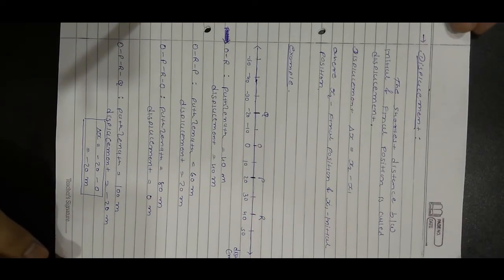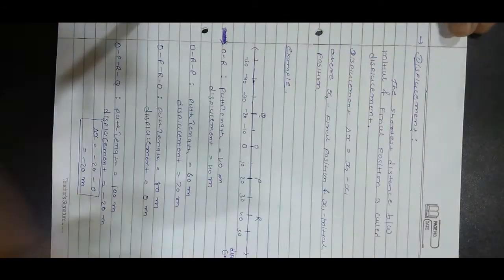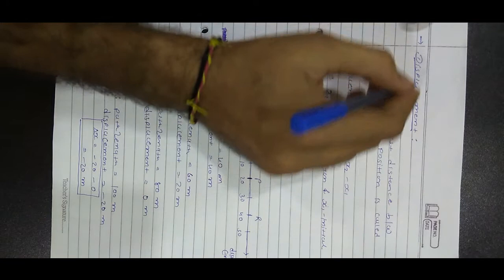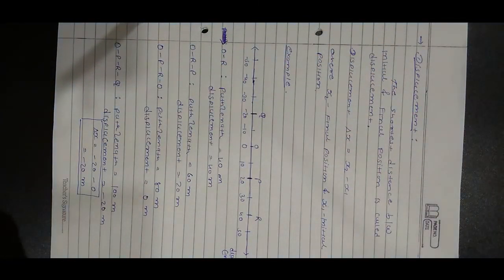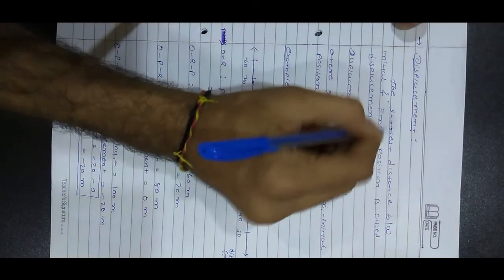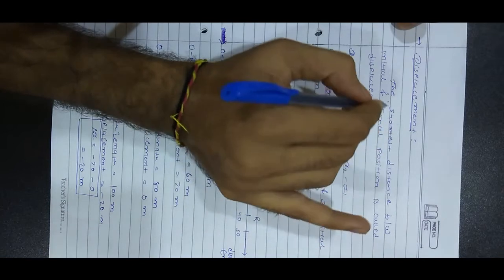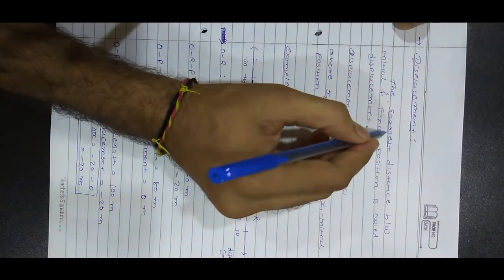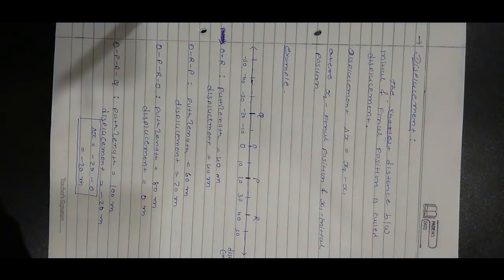ओके, द नेक्स्ट वन इज अ डिस्प्लेसमेंट. ओके, सो डिस्प्लेसमेंट क्या होता है, what is the difference between path length and displacement over here, we will learn it through example. But before it, displacement hota kya, what is the difference between distance and displacement? Distance is nothing but path length. So over here, what is the difference between path length and displacement? So displacement is what, the shortest distance. Once again, it is the shortest distance between initial and final position. Okay, it is the shortest distance between initial and final position.